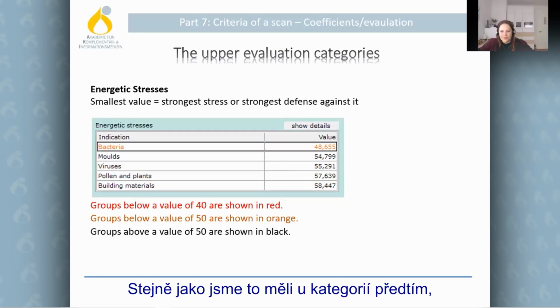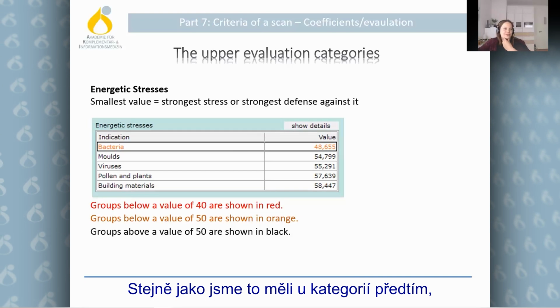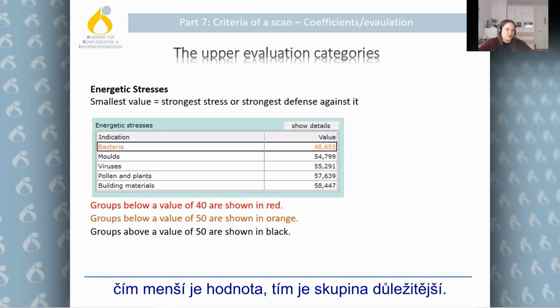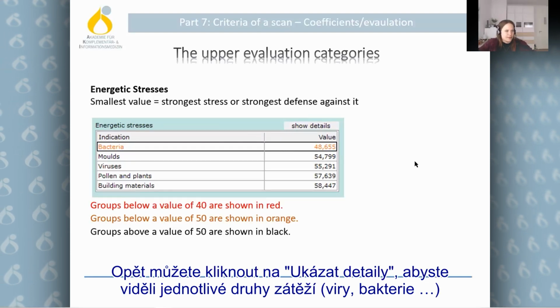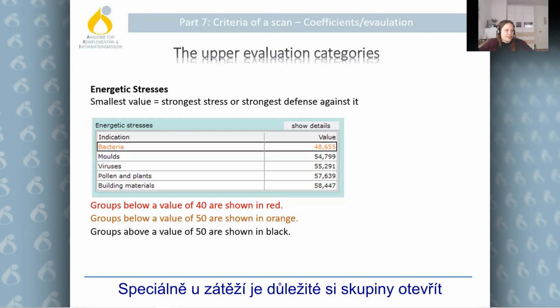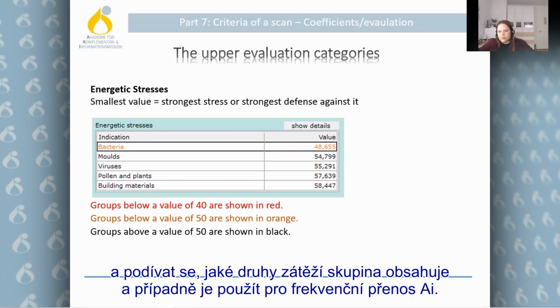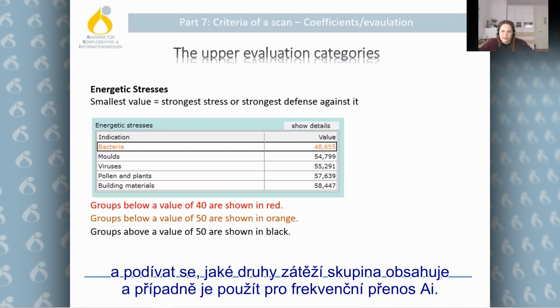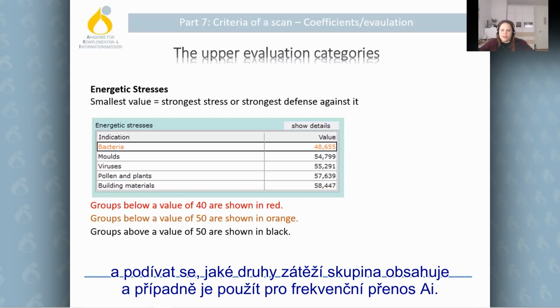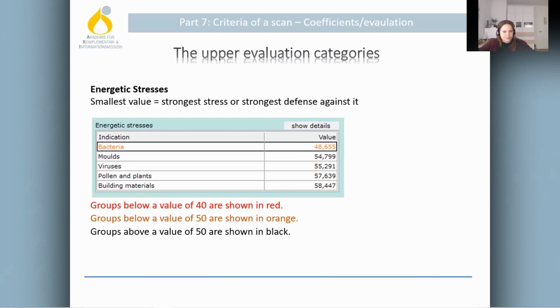Yeah, the same as we had in the categories before. So the lower the value, the more important the groups. But of course you can show the details as well to see what kind of bacteria, for example, molds, viruses are inside these groups. Especially for the stressors, it's important to open the groups to really see what kind of stressors you have inside and to use it with a frequency transfer when you want to use it as an AI program, for example.